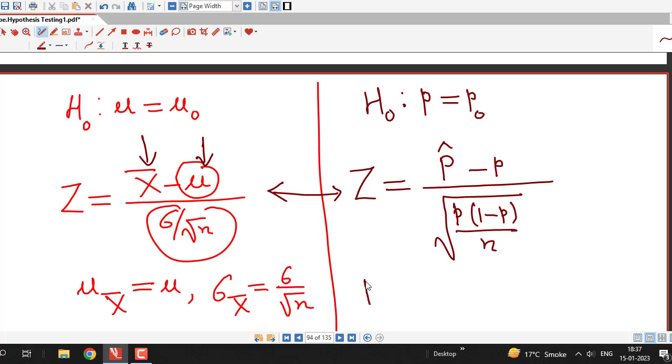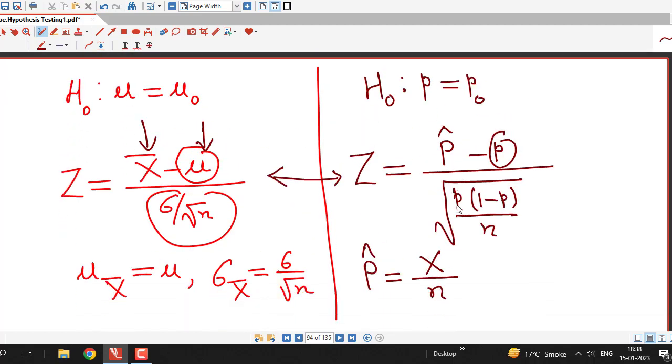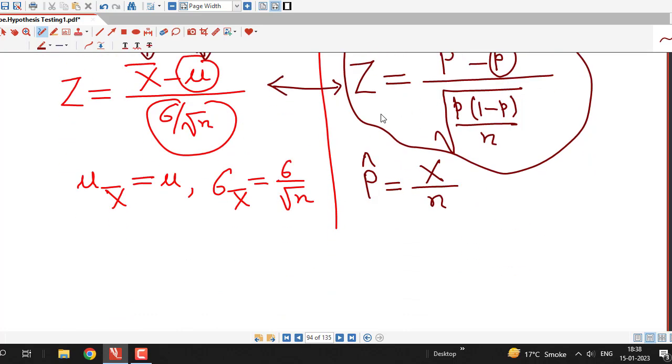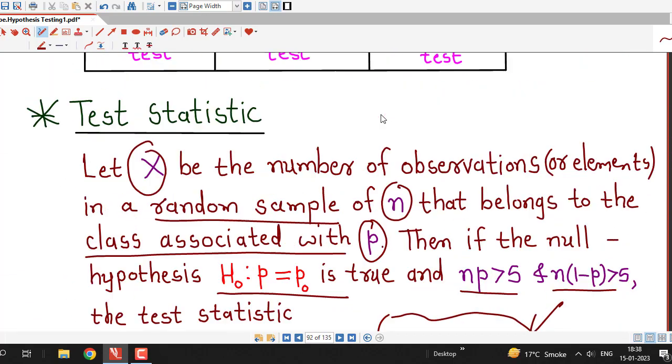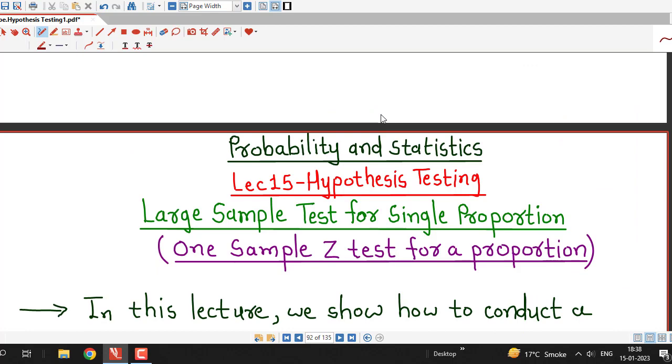And here we remember that the sample proportion is given by capital X by n, where capital X is the number of elements having that specific characteristic from the sample of size n. Small p is the population proportion. So you should keep this formula in your mind, and in the next lecture we will discuss some problems on hypothesis testing for a single proportion.